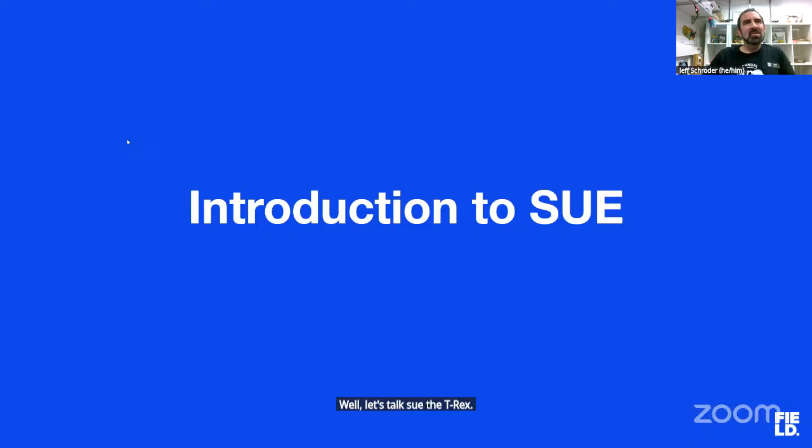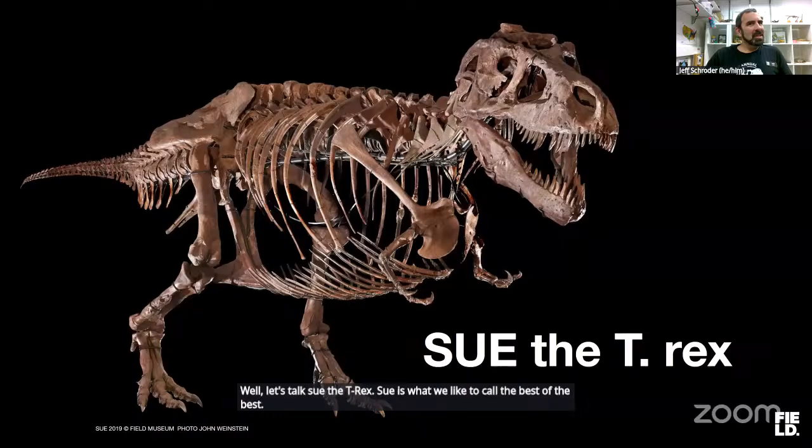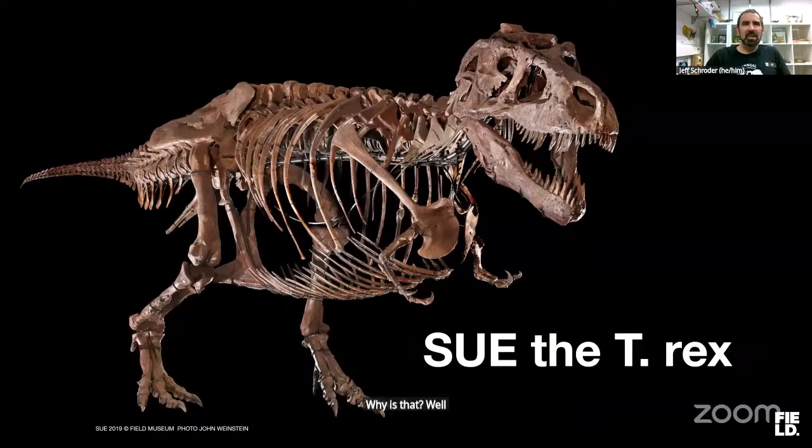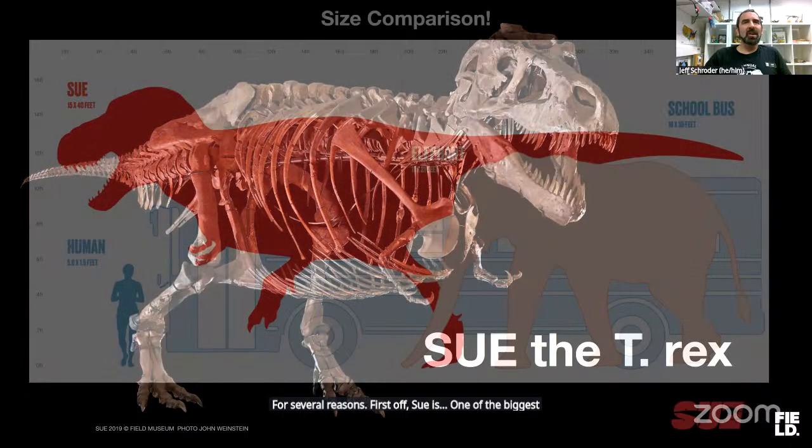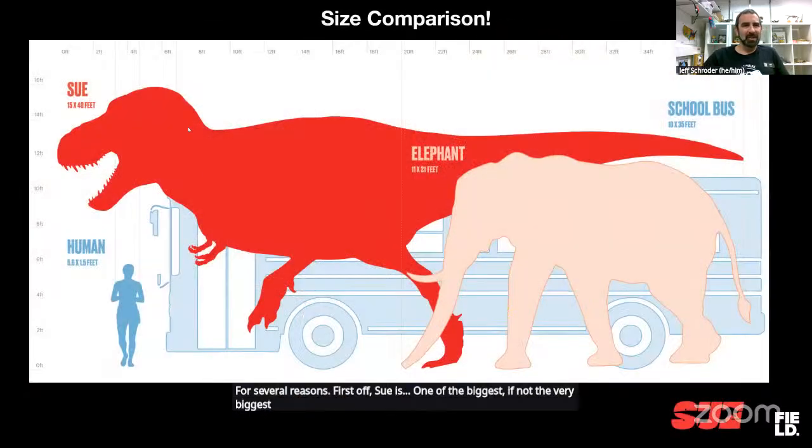Sue is what we like to call the best of the best. Why is that? Well, first off, Sue is a T-Rex or Tyrannosaurus Rex, which is generally considered to be the best or most famous dinosaur out there. And of the T-Rexes, we believe Sue is the best of those for several reasons. First off, Sue is one of the biggest, if not the very biggest T-Rex ever found.